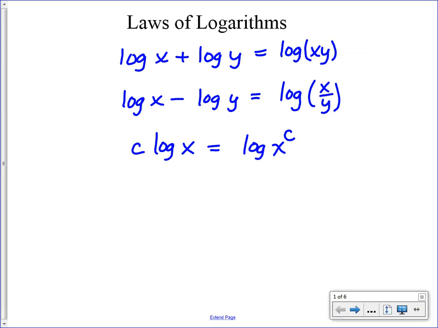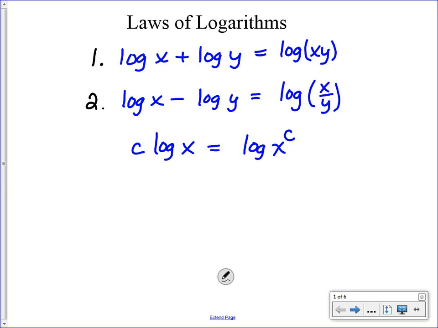In this video, we're going to look at some examples using what are called the laws of logarithms, or sometimes called properties of logarithms. And there are three main properties that we're talking about. The first one says that when you're adding logarithms, so for example, if you have log of x plus log of y, that would equal the log of x times y.